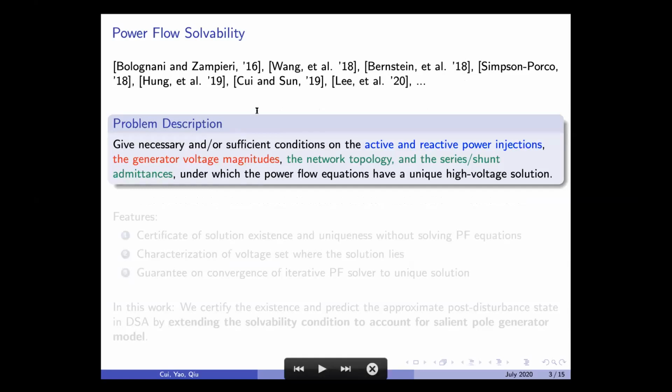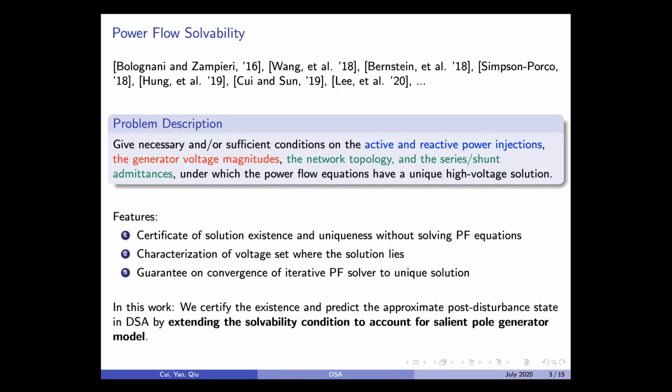So the specific problem description of the power flow solvability problem is as follows. In this problem, we try to give necessary and/or sufficient conditions on system parameters, for instance, the load injection, the power injections, the generator voltage magnitudes, and network topologies, and so on, such that the power flow equations will have a unique high voltage solution.